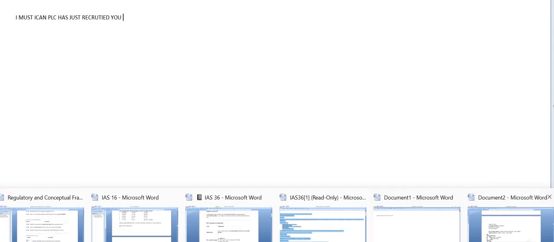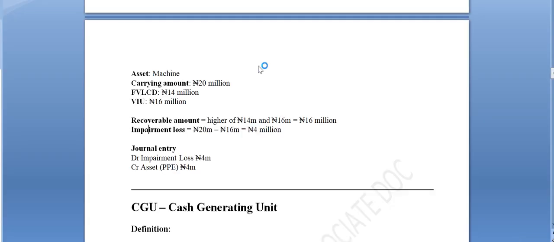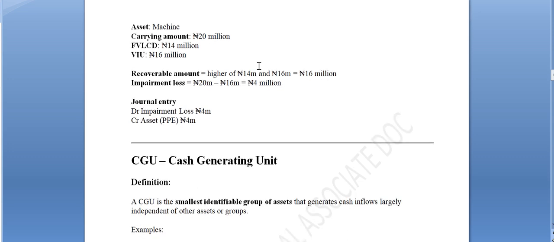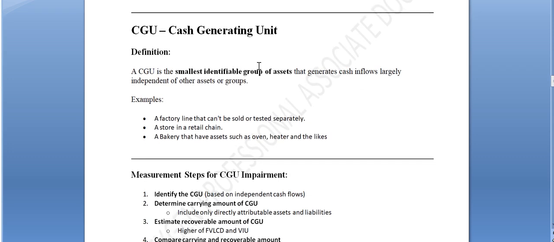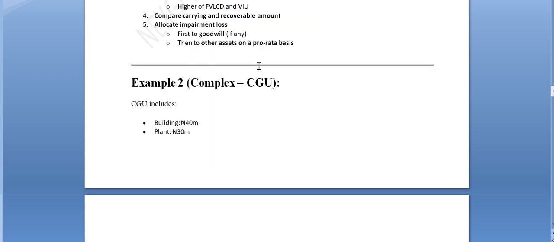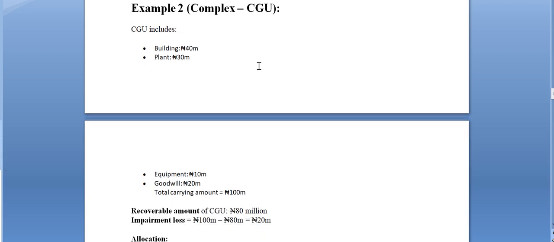There are so many questions in this material already, so let's not waste much time. I'm sure you understand what I've explained so far. So let's just take a look at this cash generating unit asset. I've explained it to you. I want us to look at this example.